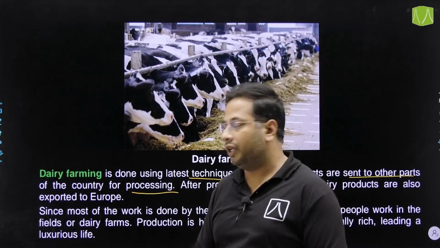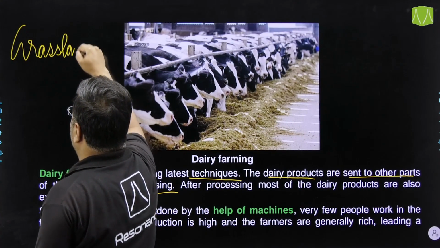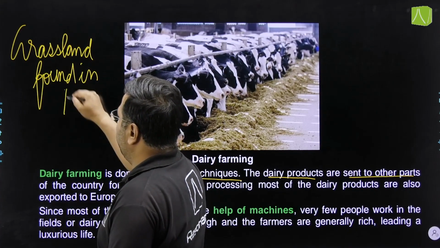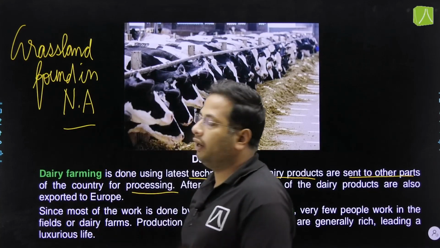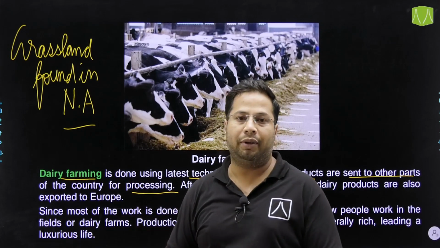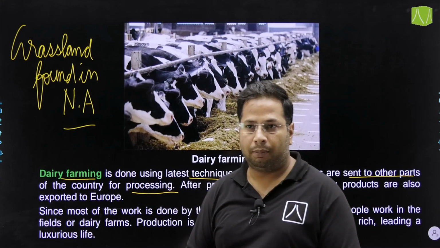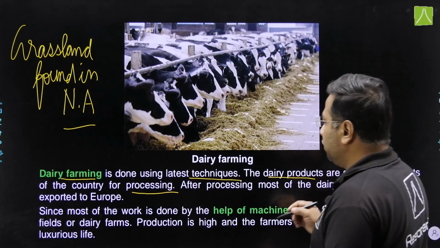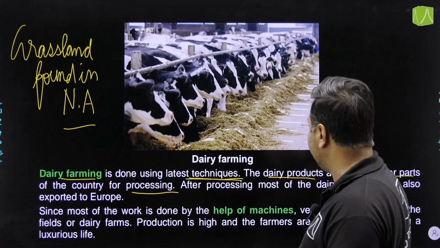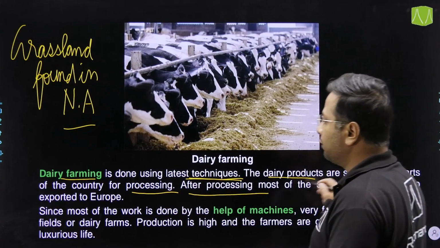Now we know this is called grassland, or this is actually a grassland which is found in North America. And one common activity which is done in grassland is definitely dairy farming. So dairy farming is a very common activity which is practiced here, and dairy products are produced here on a large scale. Now this is mostly mechanized, or done with the help of machines. After processing, most of the dairy products are also exported to Europe.